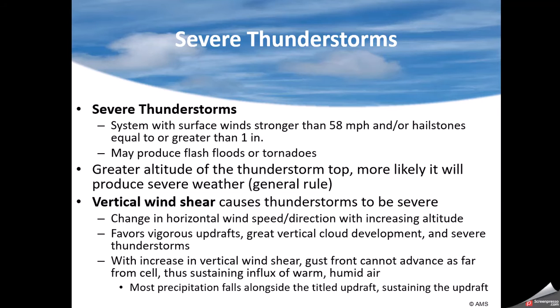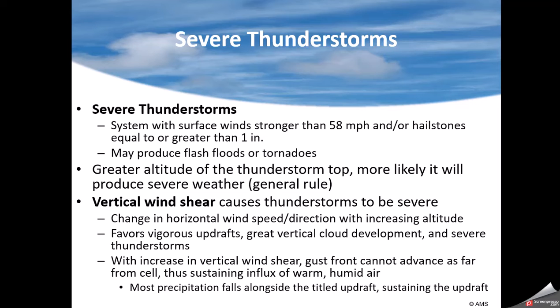Severe thunderstorms, the definition is by the Weather Service, and the idea is to put a severe thunderstorm as something that's going to cause damage. Winds got to be stronger than 58 miles an hour, and the hail has got to be at least 1 inch in diameter. And there also may be flash flooding with thunderstorms. The higher the anvil top, the more likely of any of these severe weather events occurring.